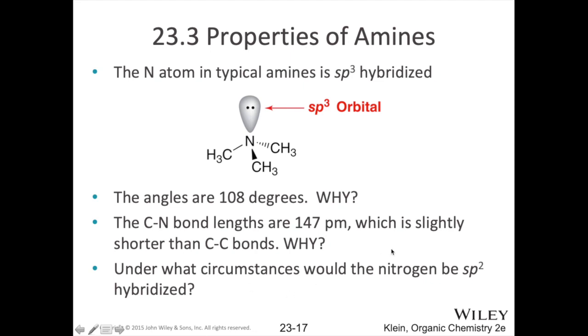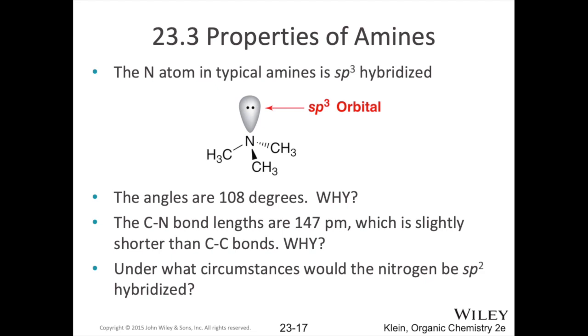In terms of bond lengths, your carbon-nitrogen bond lengths are a little bit shorter than you would expect for a carbon-carbon bond. Remember, your nitrogen is smaller than a carbon, so that bond length is going to be shorter accordingly.